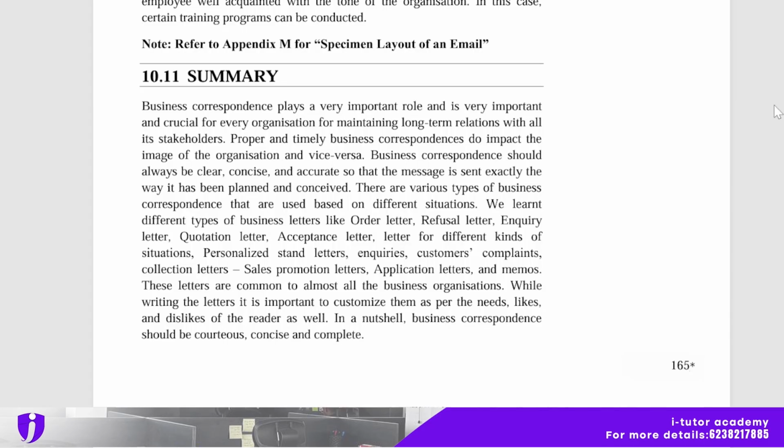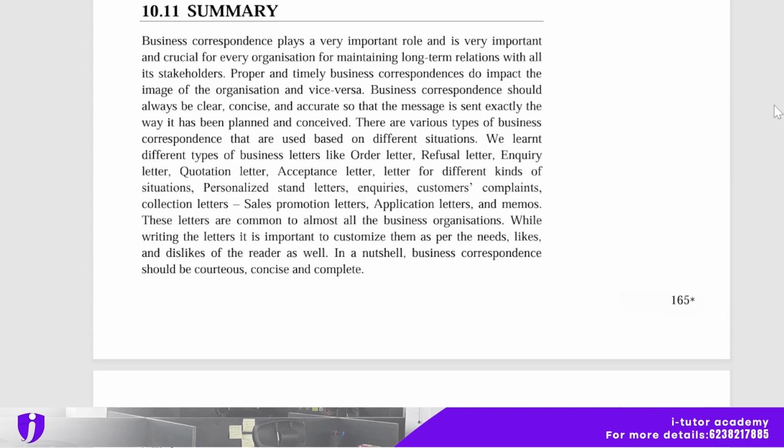There are various types of business correspondence that are used based on different situations, and we learned different types of business letters like order letter, refusal letter, inquiry letter, quotation letter, acceptance letter for different kinds of situations, and personalized standard letters, enquiries, customer complaints, collection letters, sales promotion letters, application letters, and memos. These letters are common to almost all business organizations. While writing a letter, it is important to customize it as per the needs, likes, and dislikes of the reader as well. And in a nutshell, business correspondence should be courteous, concise, and complete.